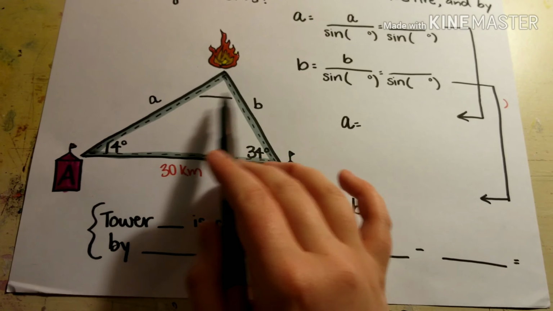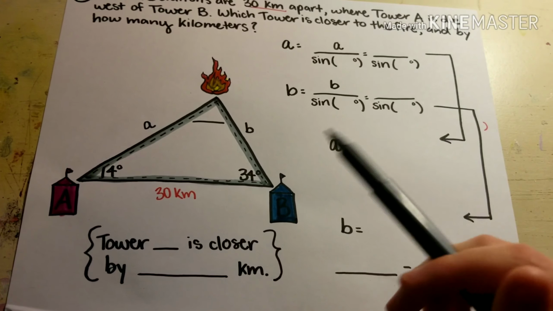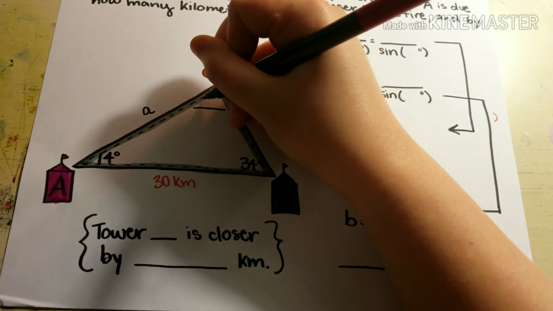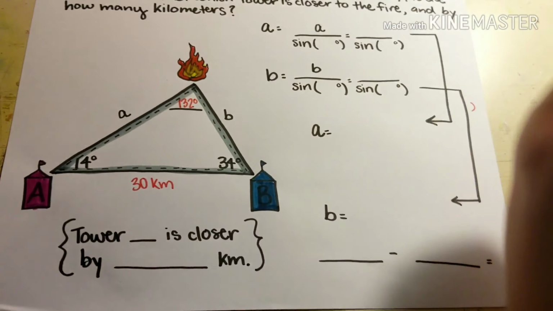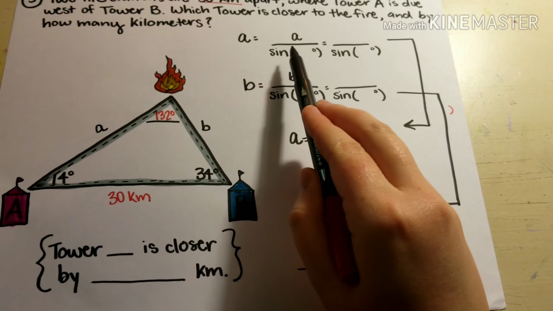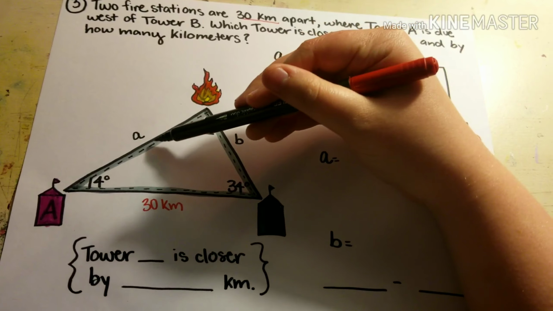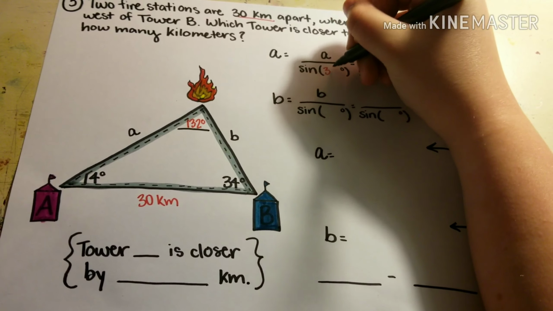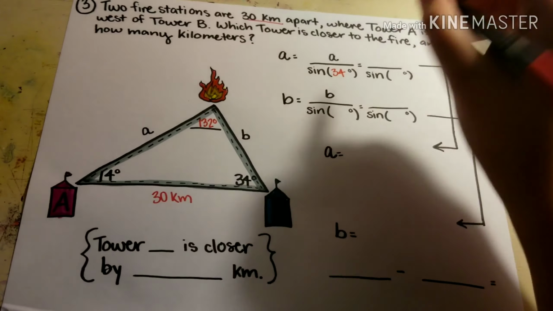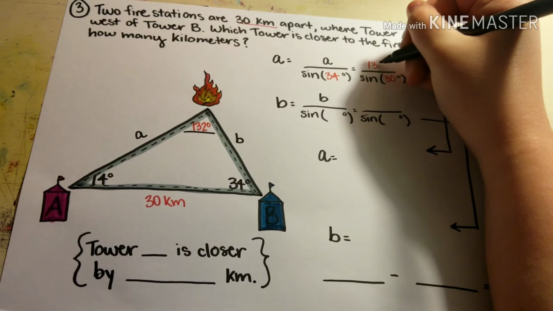And then to find this angle right here, which will be very helpful in finding the other distances with law of sines, if you subtract 14 and 34 from 180, you get 132 degrees up there. So to find the distance of this side length A, you would take the corresponding angle to the side, which is 34, and put that there. And then you would use your given length and the angle that we just found.